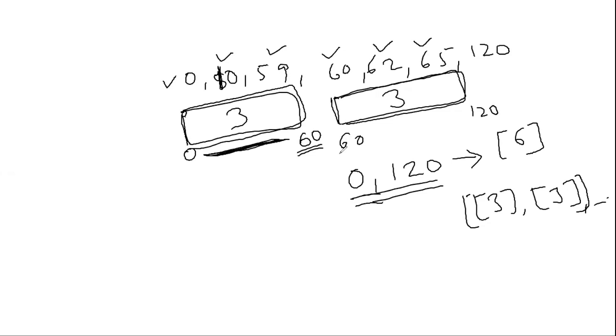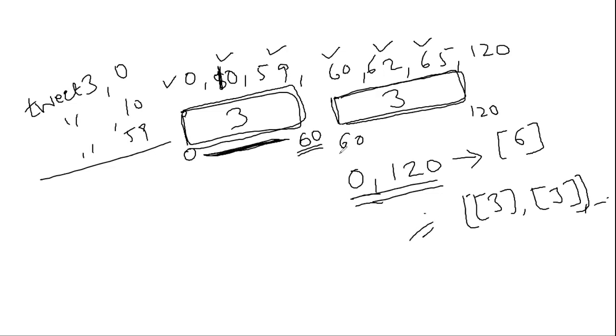So two things, they will tell you: the tweet name could be any string. So they were calling it tweet 3. So let's call it tweet 3. Tweet 3 came at 0, tweet 3 came at 10, at 59, something like that. So you are first storing that somehow, and then you are returning that in this particular format. So these two APIs you have to design.